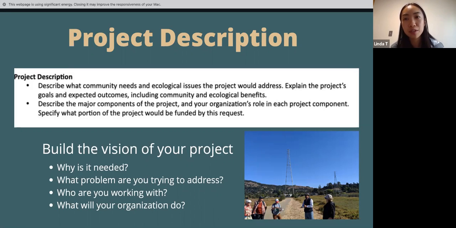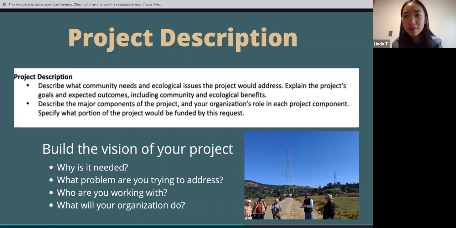So when you are describing your project, you want to think about why we need this project. What are the community needs and ecological needs that would be addressed through the project? What are the major parts of this project, and what is your role going to be? Because many of these projects, especially if they're larger, require a lot of partners. It's not just one organization doing everything. So think about what your role would be.